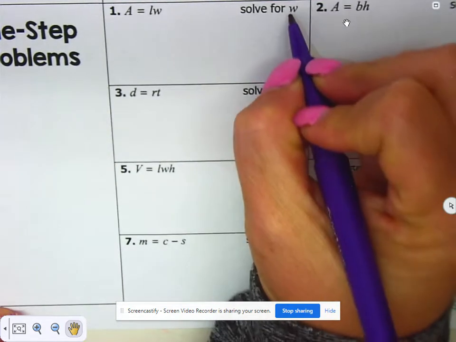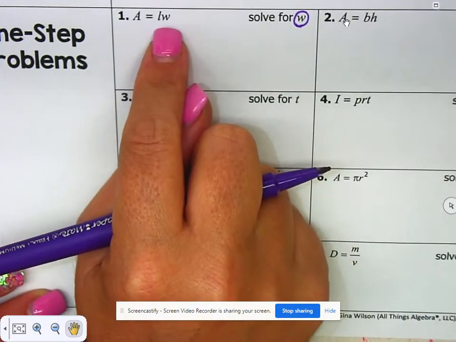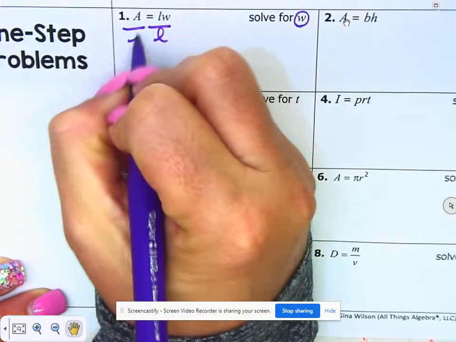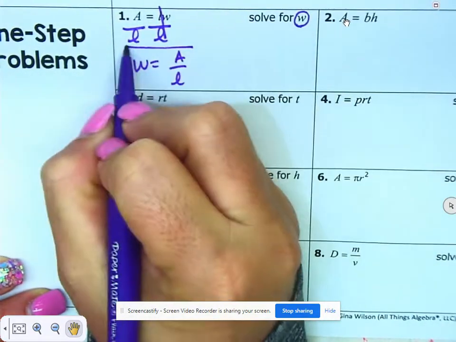Okay. All right, so we're solving for W. It tells you what to solve for on each one of these. Okay, so to get W all by itself, I simply need to divide by L because they are multiplying, and W is going to equal A divided by L.